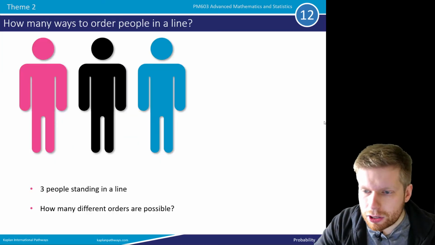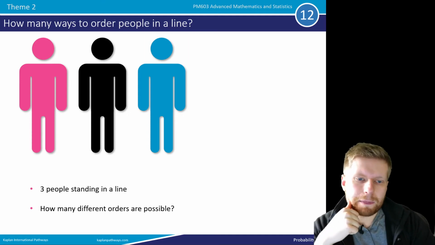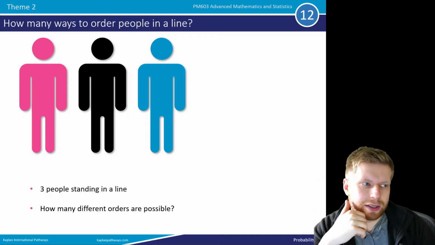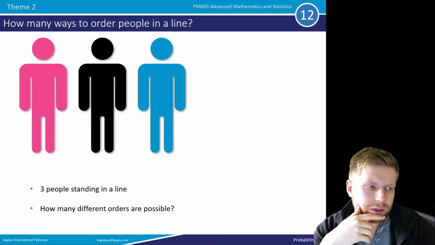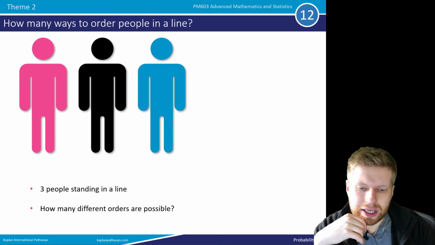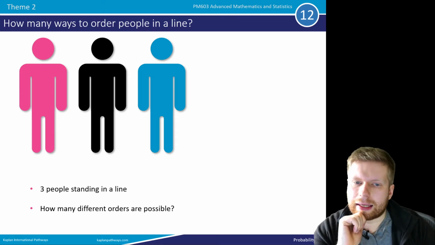Okay, so let's have a look at the next example. So this is a slightly different example. Let's suppose I have 3 different people standing in a line. So a pink person, a black person, and a blue person. So 3 people standing in a line. My question is, how many different possible ways are there of ordering these 3 people in a line?